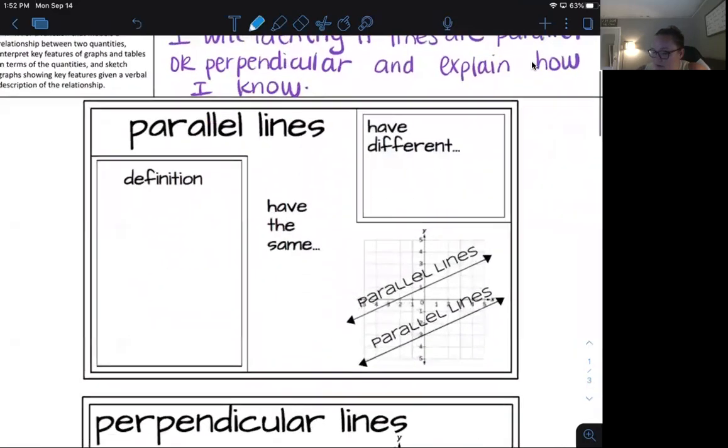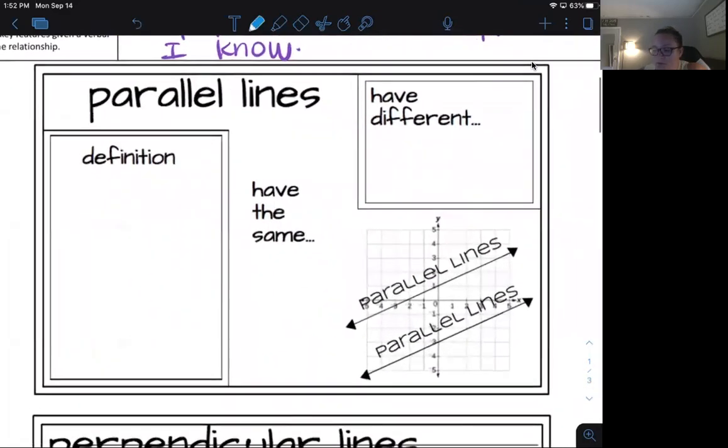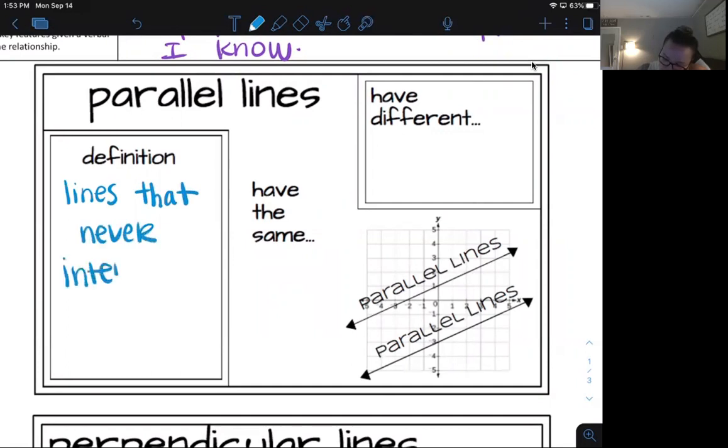So let's talk about parallel lines. Parallel lines are lines that never intersect. And they have to be independent lines. So at least two lines, there could be more than two, that are completely independent of each other and never intersect for as long as they extend into infinity and negative infinity.